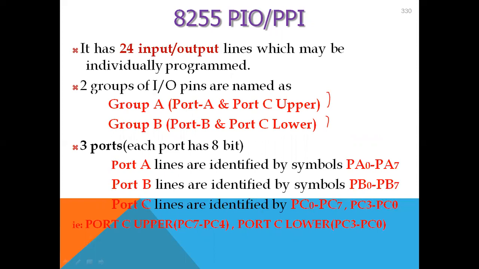Port A lines are identified by the symbols PA0 to PA7. PB0 to PB7 is port B. Each is 8-bit. Port C is also 8-bit, but it can be divided into an upper part and a lower part: 4 to 7 is the upper part and 0 to 3 is the lower part. Port A's 8 bits and the upper part of port C combined are called group A. Port B and the lower part of port C are called group B.